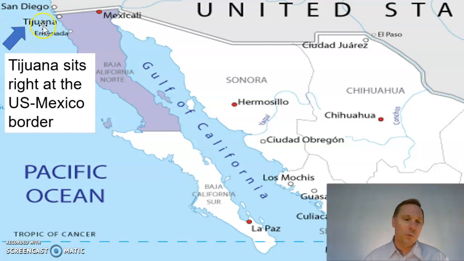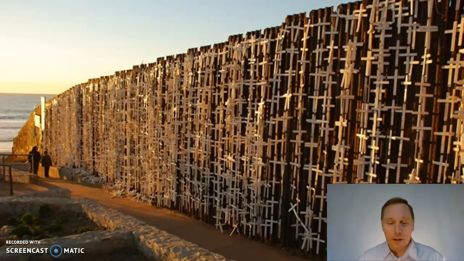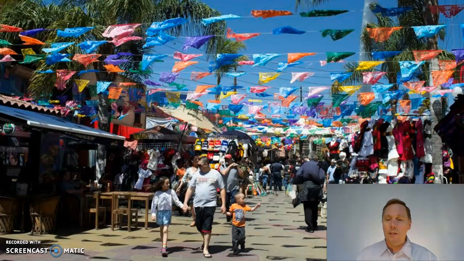Tijuana, Mexico is right on the border with the United States of America. In fact, you can even see right here is the border. That's the wall that separates the US from Mexico. All right. And here's actually a little closer view of that separation wall. Visiting Tijuana is fun, very friendly, colorful, a lot of stuff to do.